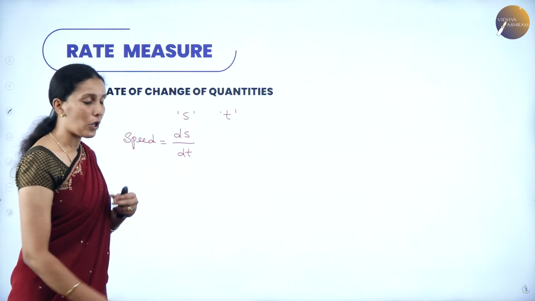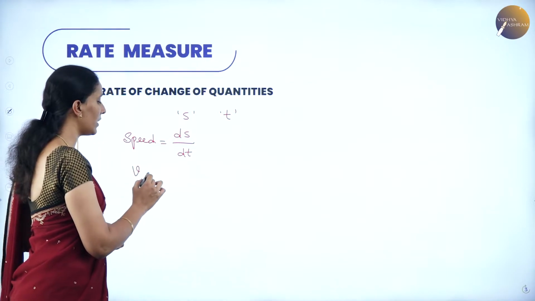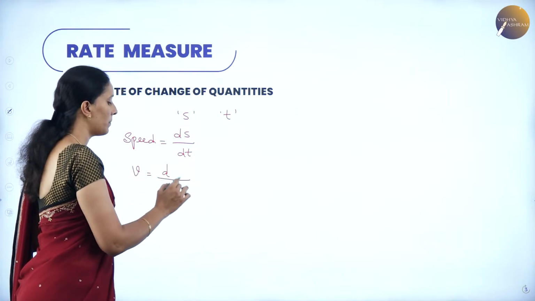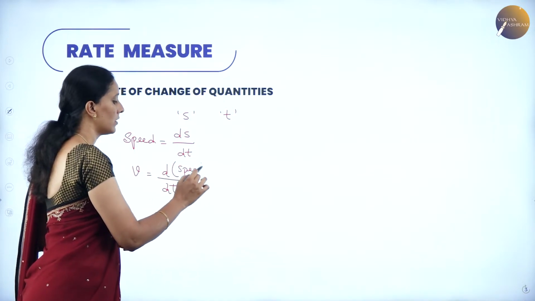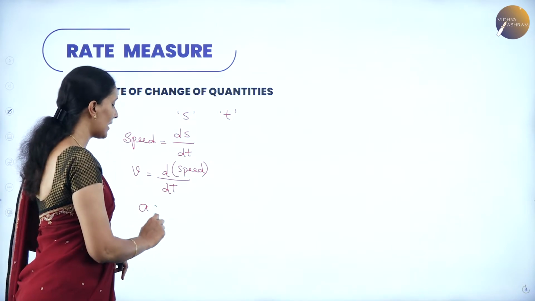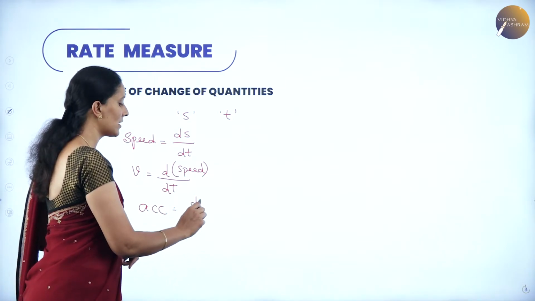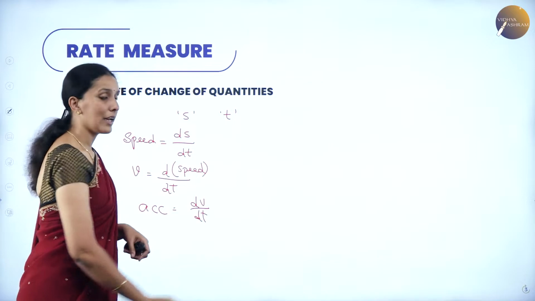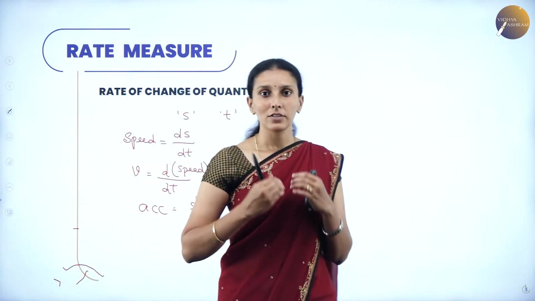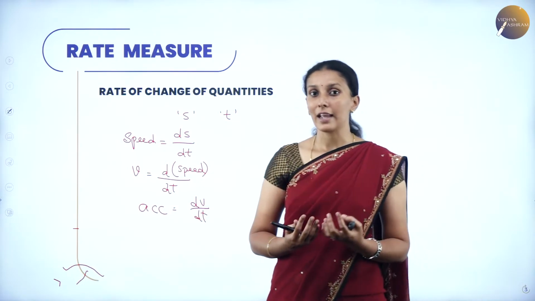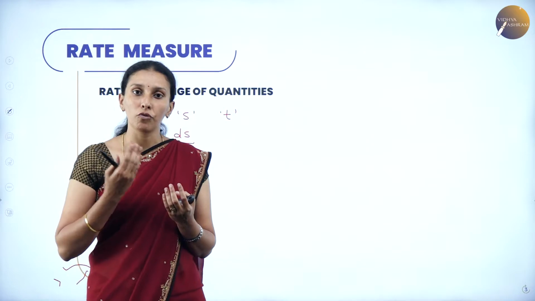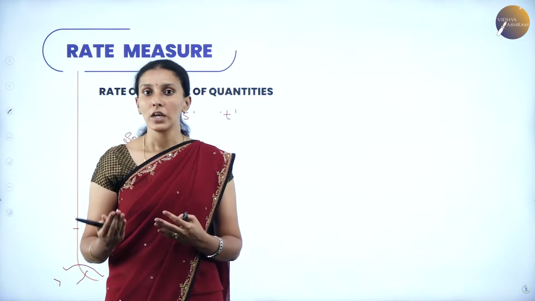So similarly, velocity v is nothing but the rate of change of displacement with respect to time. Acceleration is dv by dt, that is the rate of change of velocity with respect to time. In a similar way, we can express many physical quantities as the rate of change of one physical quantity with respect to another.